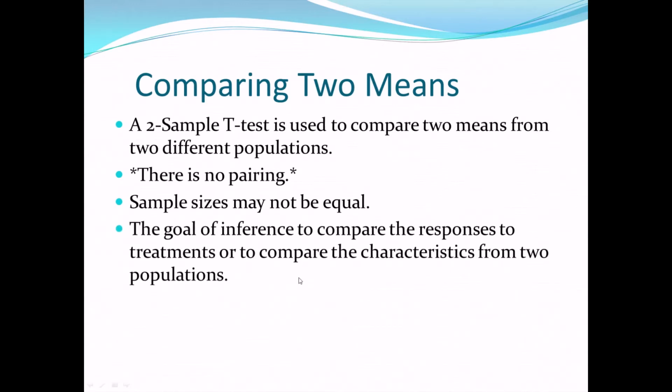So the goal of inference is to compare the responses to treatments or to compare the characteristics from two populations. This is not matched pairs, right? It's very common for people to do matched pairs as a two-sample t-test. It's a lot less possible to do it the other way, to do a two-sample as a matched pairs.